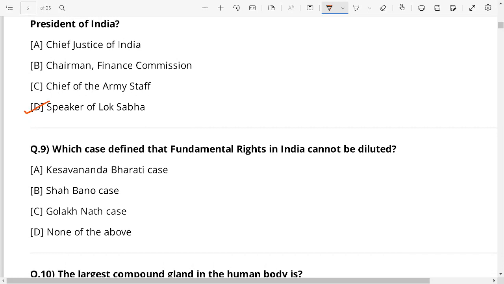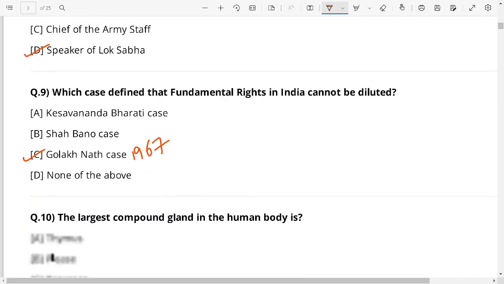Which case defined that fundamental rights in India cannot be diluted? The right answer will be option C, that is the Golaknath case. In 1967, one of the very important cases, the court's verdict was that fundamental rights cannot be abridged or diluted. For the first time, a bench of 11 judges of the Supreme Court was formed. It was laid down that fundamental rights cannot be abridged or diluted to implement the DPSP, that is the directive principles.